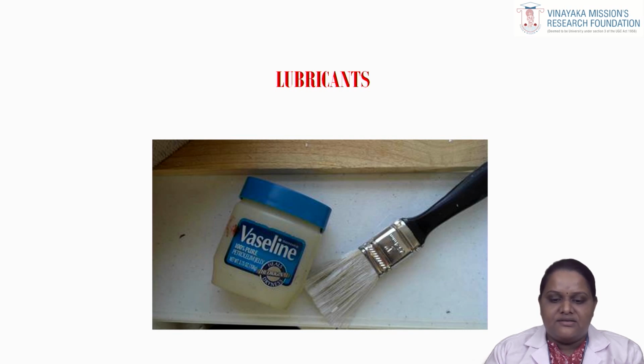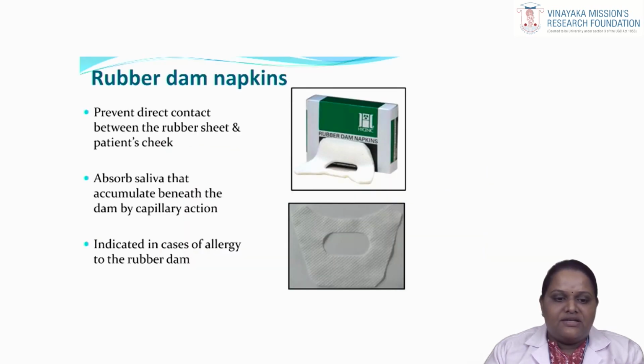The lubricants help in easy placement of the rubber dam sheet onto the teeth. The rubber dam napkins prevent direct contact between the rubber dam sheet and the patient's cheek. They absorb saliva that accumulates beneath the dam by capillary action. It's indicated in case of allergy to the rubber dam.